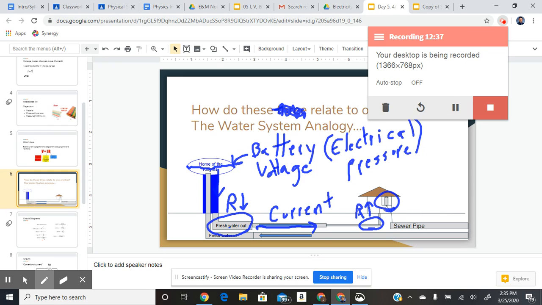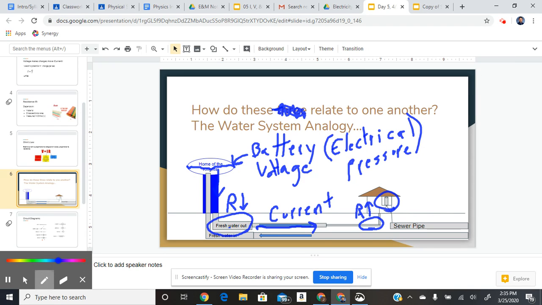Sorry if you hear dogs in the background, that is my puppy and my other dog playing. That's what I had to take care of.